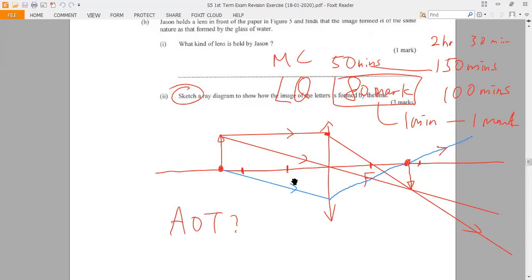Should we actually leave the MC part for the last and do the long question first? It depends. Some people may be more confident in MC, but some people may be more confident on long questions. It really depends on different people. But just do the questions you feel more confident first.